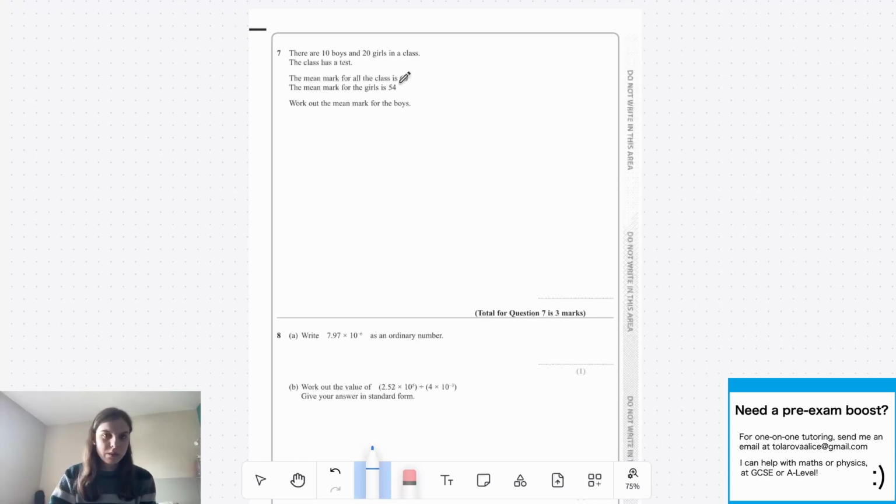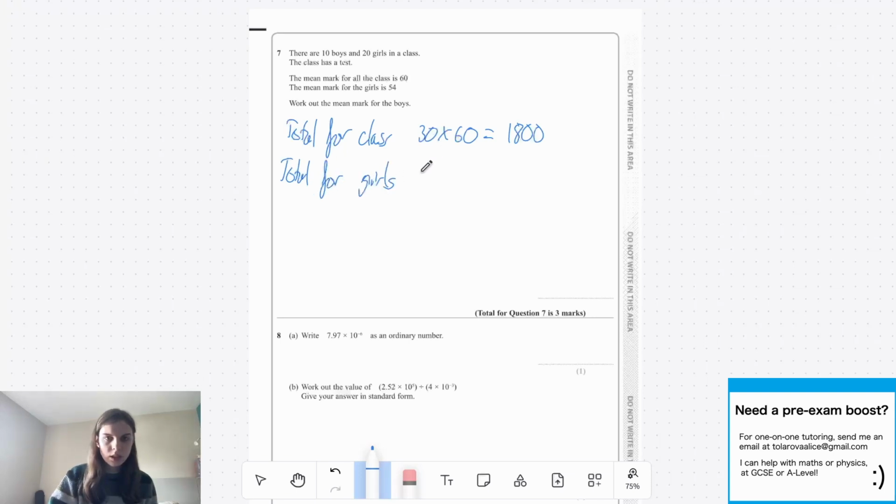So instead of working in mean marks, it'll be much easier if we try to work in total marks. So total for class, and this will be 30 multiplied by 60. So that's 1,800. Total for girls is 20 multiplied by 54, which is going to be 1,080.